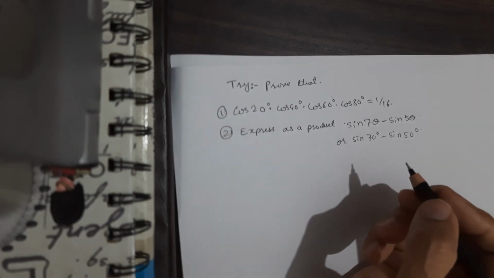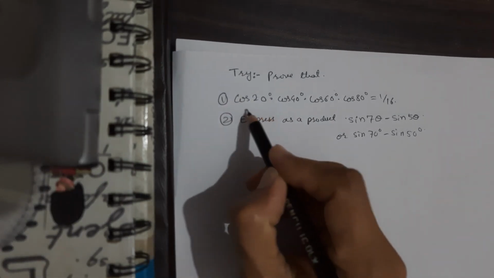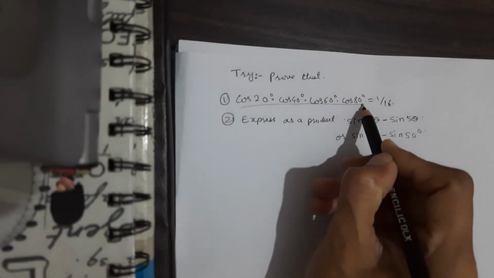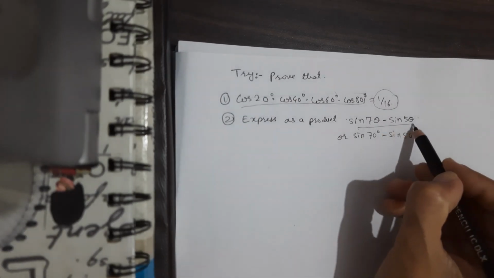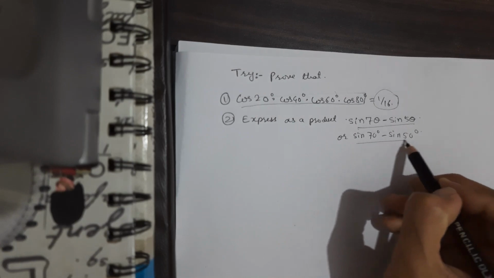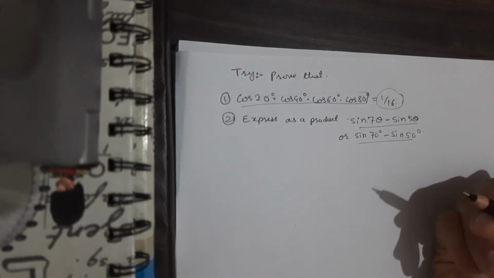Now just try a few examples based on this lecture. I hope you are able to solve them. Let me know in the comment section. I'm giving you some examples for trial. Try this example: I want you to find this value, and it should come 1 upon 16. Also express this in terms of a product; you can try both.